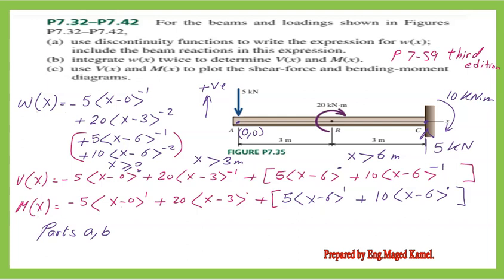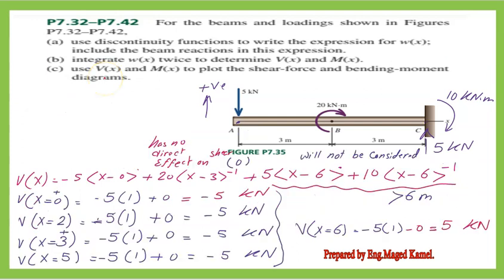Then we have reached parts A and B. We have achieved the requirements of using the discontinuity function to write the expression, and we have integrated W of x twice to get the expression of V of x and M of x. In the next slide, we have included the V of x.